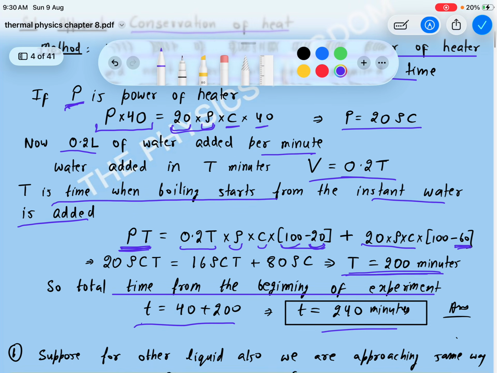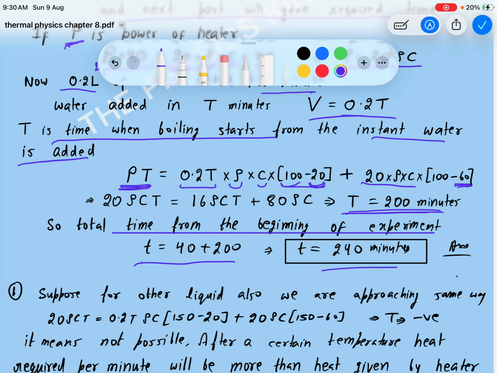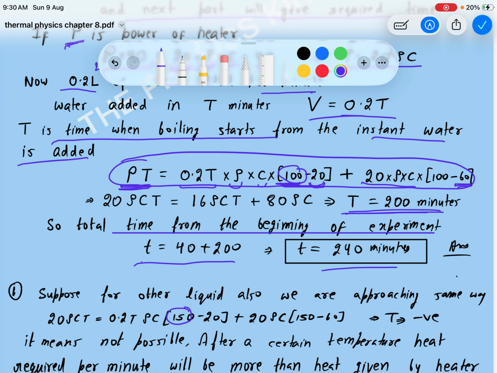Okay, beta. Now B part. Now what I will do, again I will try to write similar equation as I am writing here. We are finding temperature is 100. I will try to write same equation with this, in place of 100 I will write 150. So if like that I am doing, I am getting temperature negative.